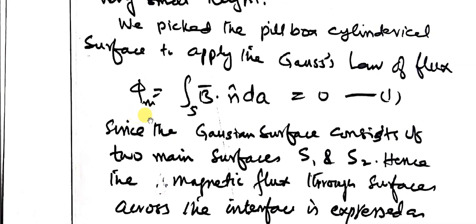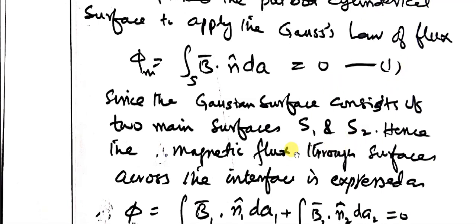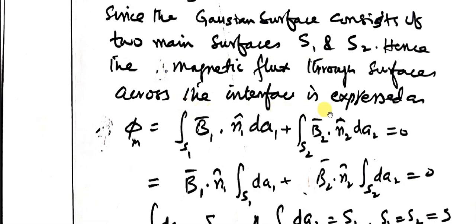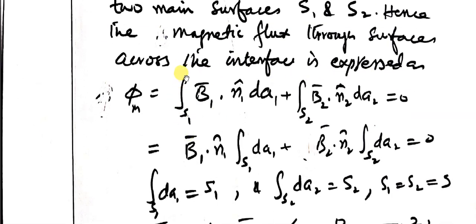Gauss's law for magnetic flux is given as the surface integral of B dot n dA, which is equal to 0. This is equation number 1. Since the Gaussian surface consists of two main surfaces S1 and S2, the magnetic flux through the surfaces across the interface is expressed as the integral over S1 of B1 dot N1 dA1, plus the integral over S2 of B2 dot N2 dA2, which is equal to 0.